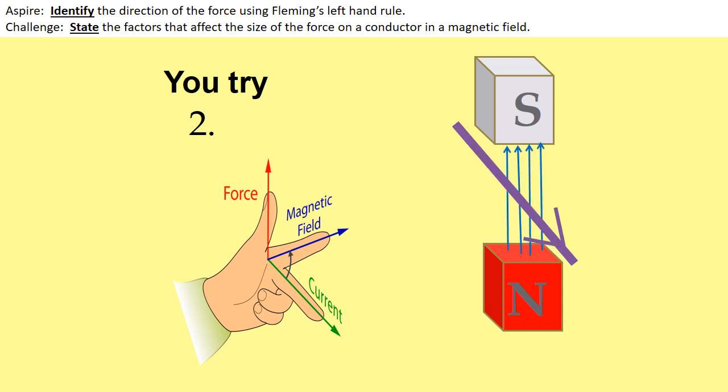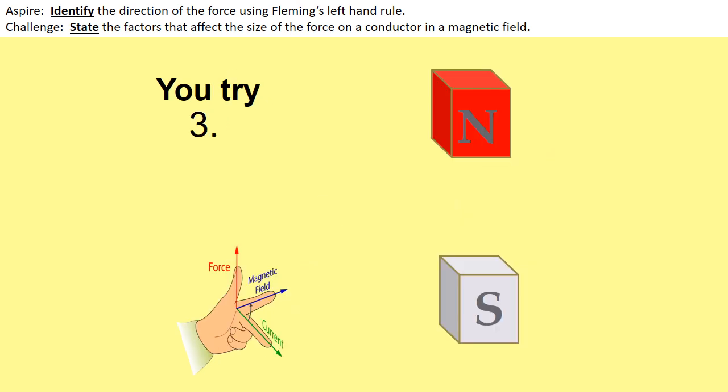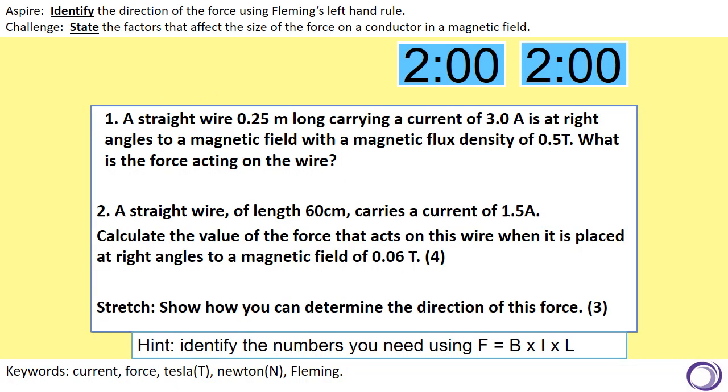Okay, try that one. And it ends up pointing that way. Another one. This time it's going that way.